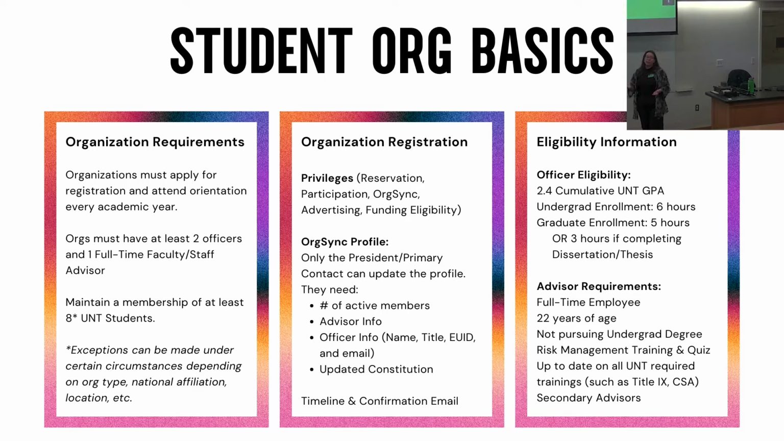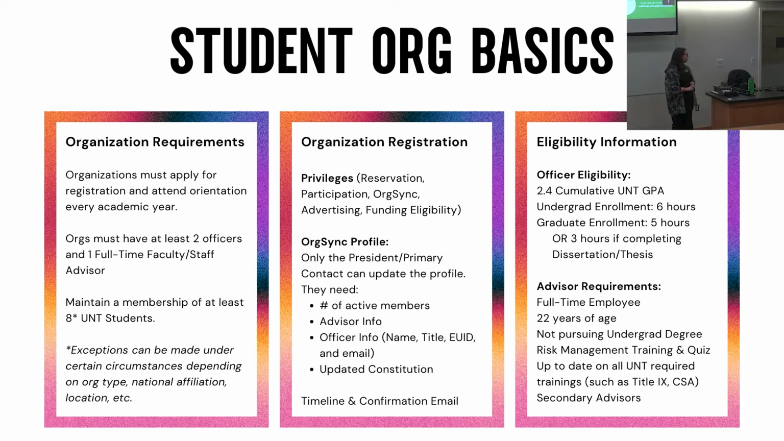Next, you have the ability to utilize OrgSync. OrgSync is a super great platform that has the capability of storing files, processing elections, and keeping track of your organizational membership records. And there's so much going on on that website that you're able to utilize for your organization. Next, you're able to have advertising assistance, whether that's Mean Green Fling or anything like that. And y'all are also eligible to receive and apply for funding, which we'll talk about in a second, whether that's funding through the Student Government Association or through our office.